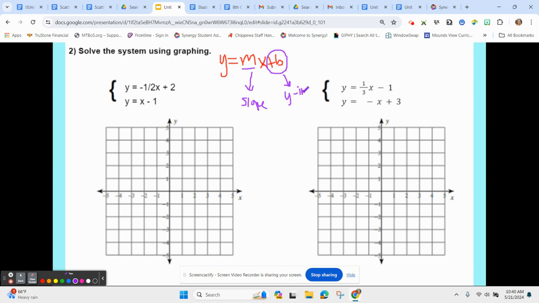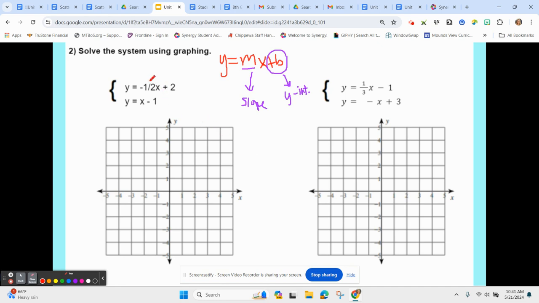So let's take a look at the example here on the left. y = -1/2 x + 2, y = x - 1. What I need to do is graph both of these on the same graph, so that I can see where the point overlaps, known as our system.